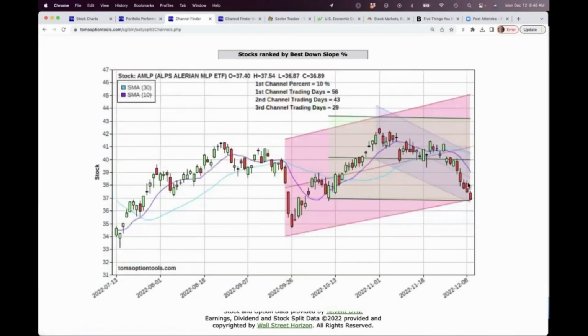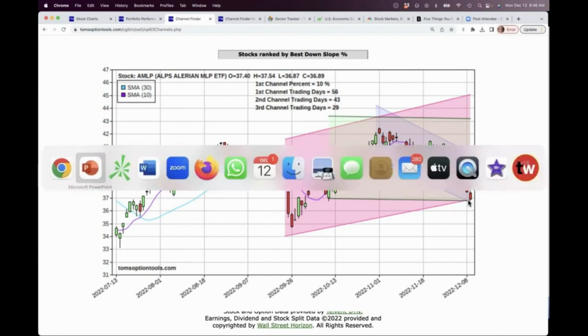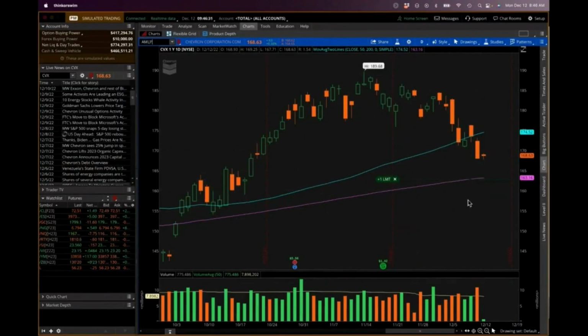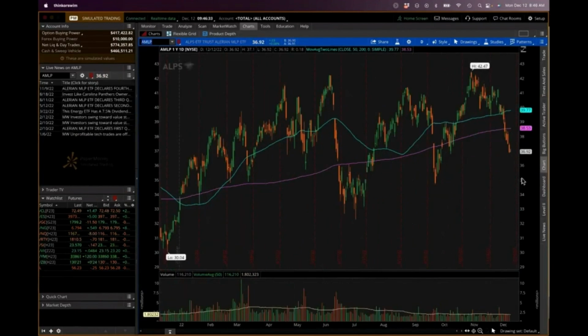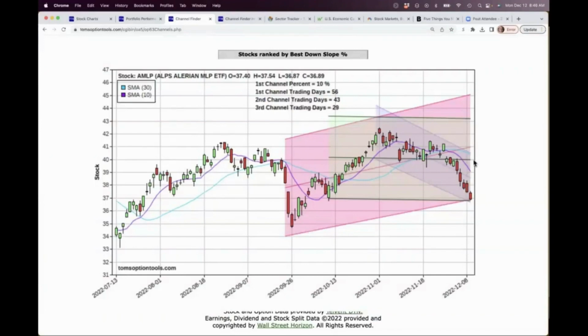And this one is a prime example of what could be a Darknet buy, because the support level of the longer term channel, the support level of the midterm channel, and the support level of the shorter term channel are all coinciding right there. That very well could be a support level and a bounce. Let's take a quick look just for fun, AMLP, to see what it's doing as I speak. Yeah, it's bouncing. We could see a bounce there on AMLP.